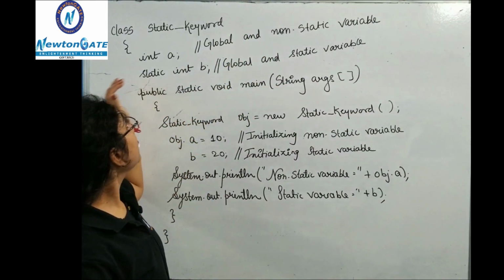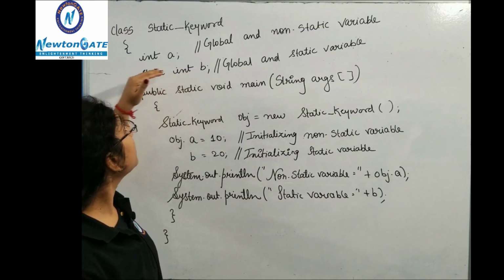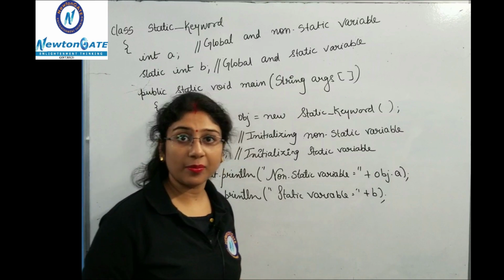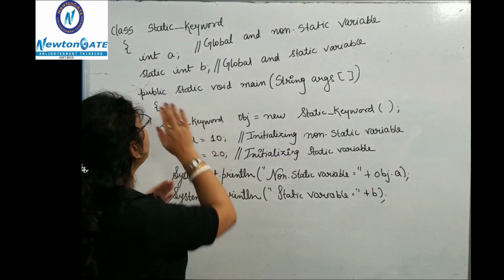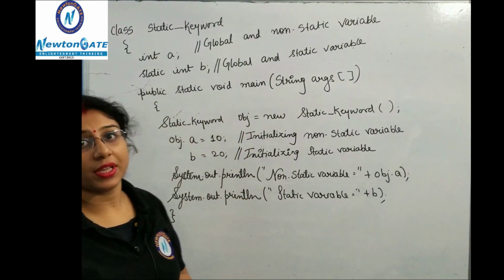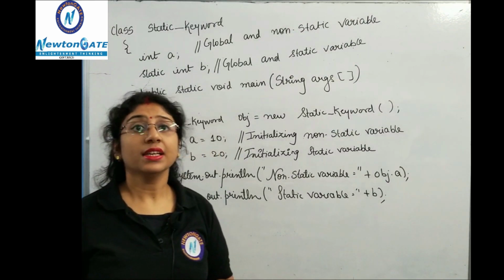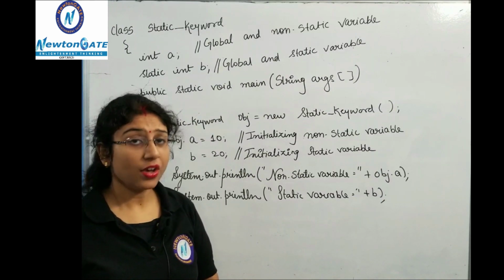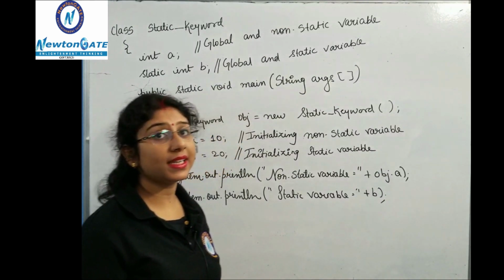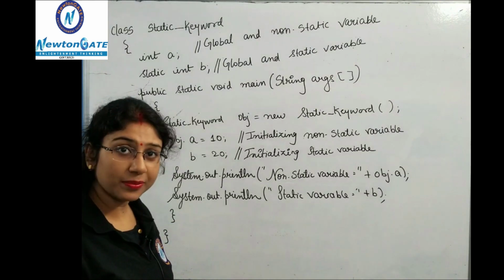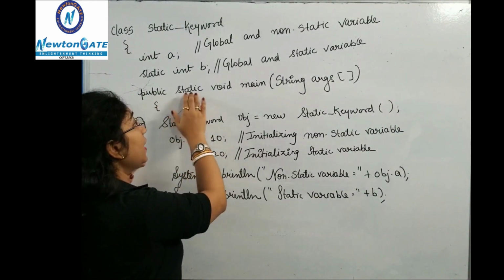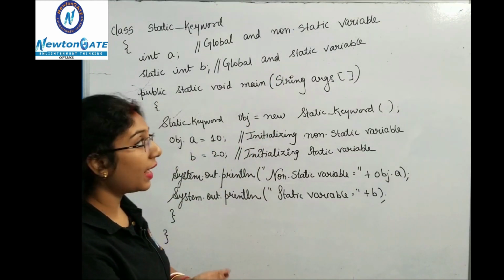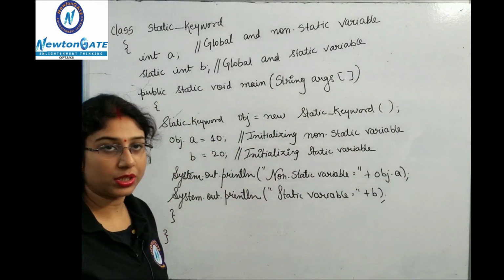Next, the second one is int b. It's a static variable. It is also a global variable, but it is a static variable. Now, the next is public static void main string args. As we know, the main function is a static function. That's why for accessing the main function, I don't need to create any object. This main function is responsible for the execution of the program, and as it is static, we don't need any object.